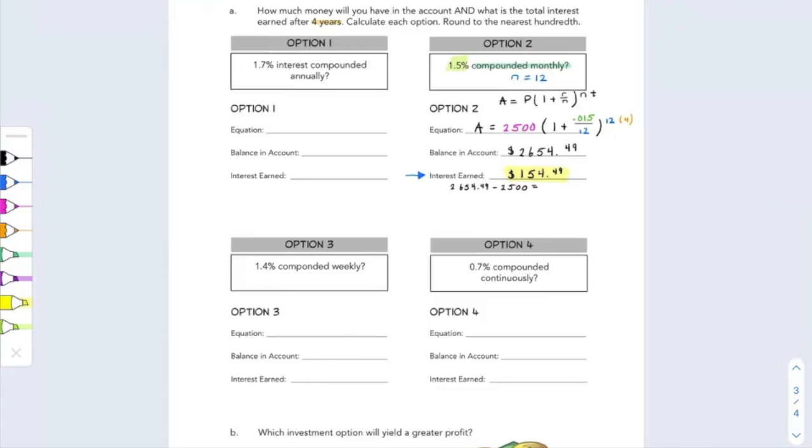So if you were to complete this by yourself, it's option 1 that earns you the most amount of money. I know we didn't do that one, but that would be the best bet or the most amount of money that you could earn.